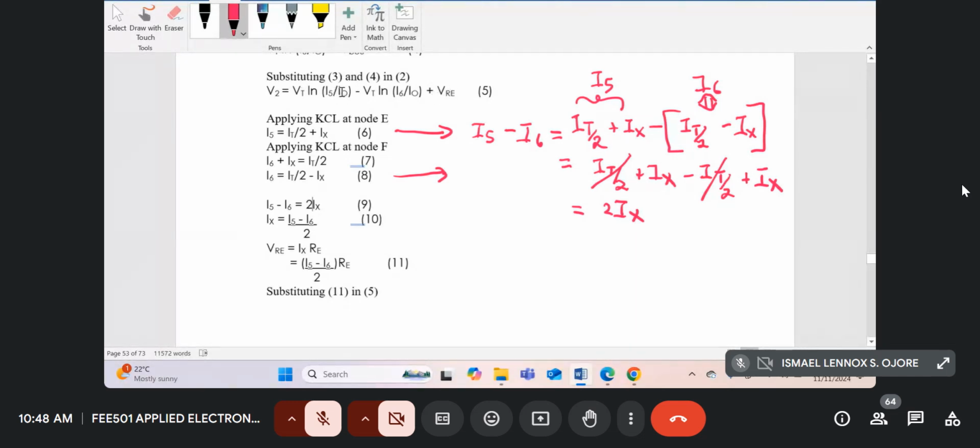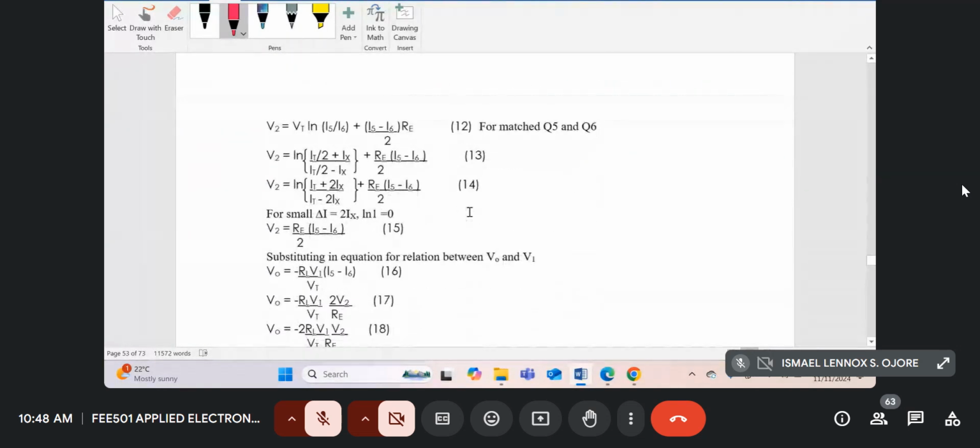Now let's simplify these natural log terms. The first term is Vt natural log I5 divided by I0. The second term is minus Vt natural log I6 divided by I0. So now we can simplify the whole of this and get the common terms. The common term will be Vt natural log I5 divided by I6, plus VRE. So that's how we get this equation here. The I0 will cancel because Q5 and Q6 are matched. So the I0s cancel one another.